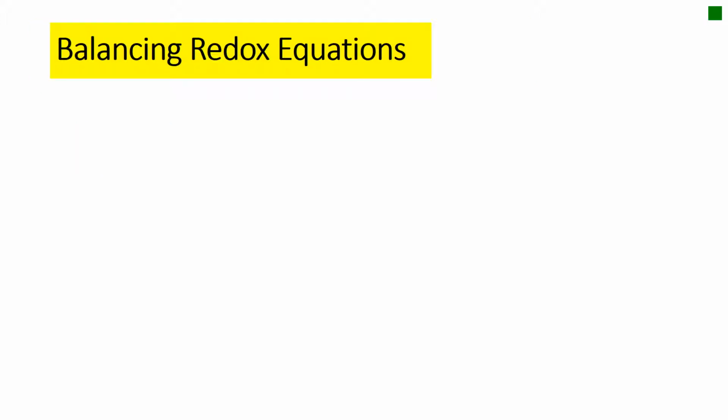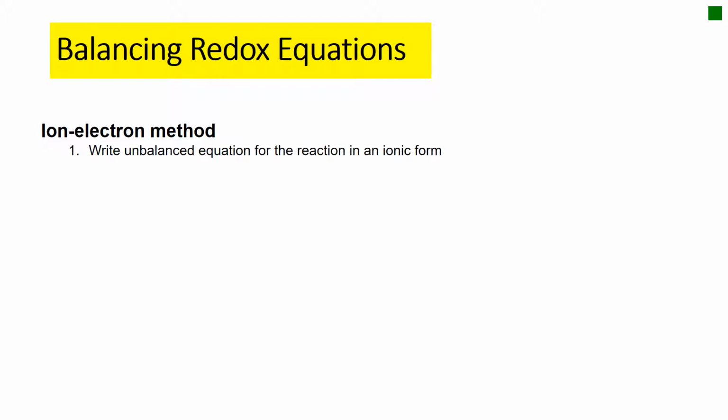Balancing redox reactions. Here we are going to learn how to balance redox reactions through the ion-electron method. So first, we're going to write the unbalanced equation for the reaction in an ionic form. So that equation is going to be the following.